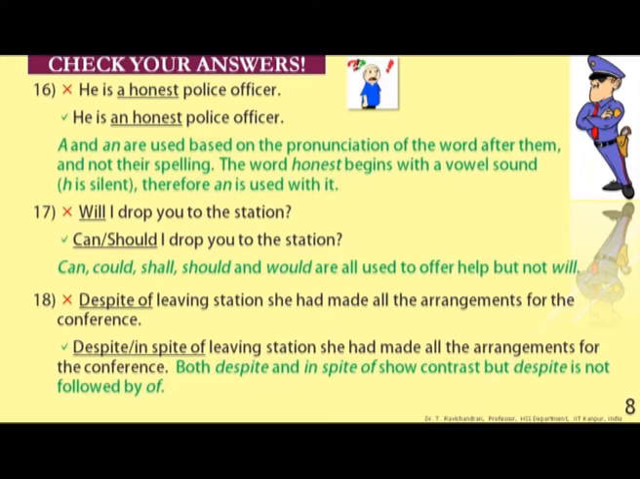Now, can, could, shall, should and would are all used to offer help. Would you mind doing this? Okay, when you offer help, but not will. Will is not used when you are offering help.